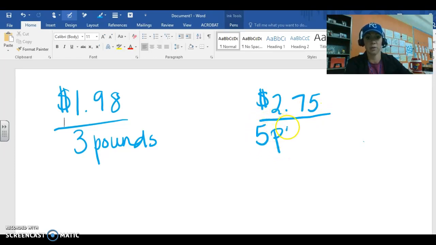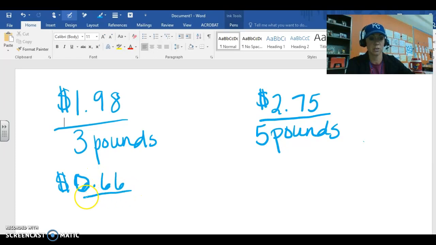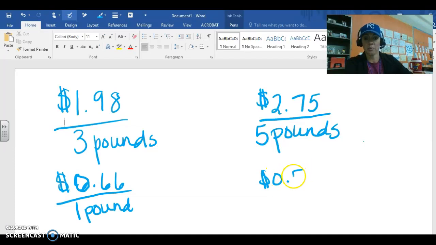Whoops, let's try putting on 5. So let's divide 198 by 3, and we come up with 66 cents for every 1 pound of apples. All right. Next, we come over here to the 275 for 5 pounds. We divide 275 by 5, and we wind up with 55 cents per pound of apples.